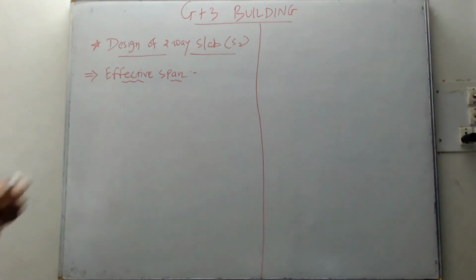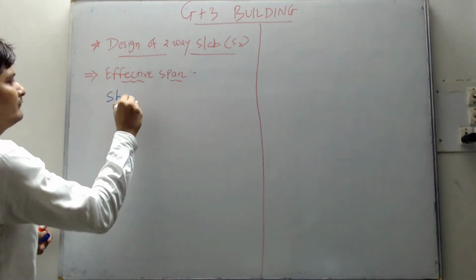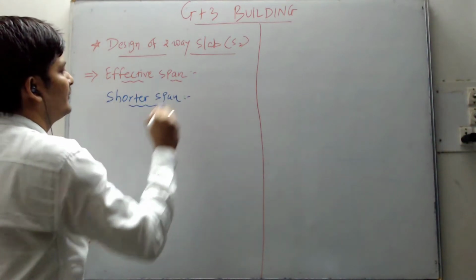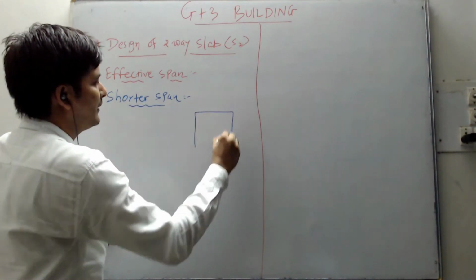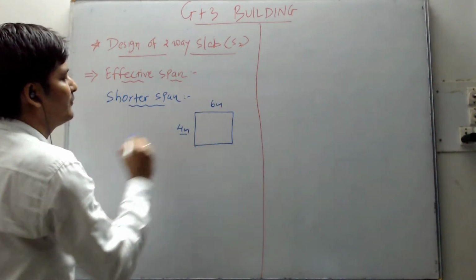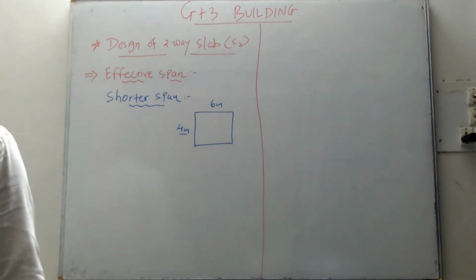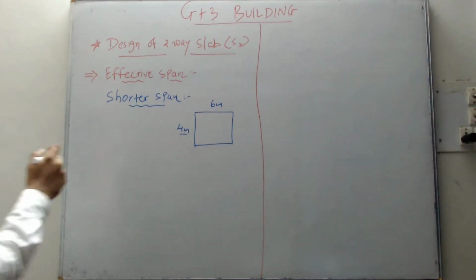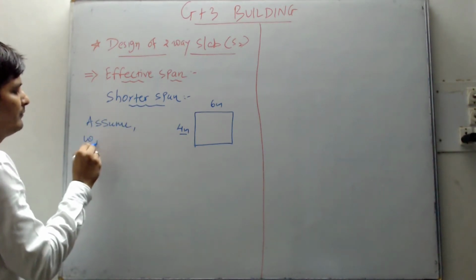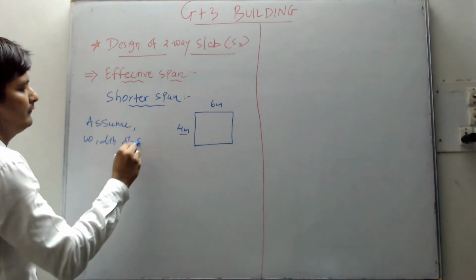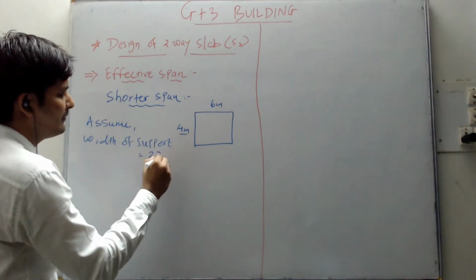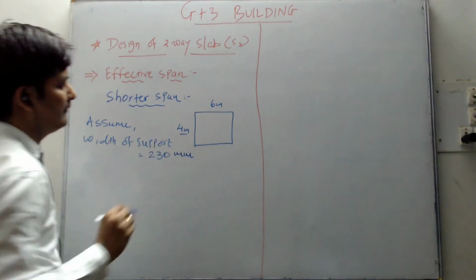First let us calculate for shorter span, right? So suppose this is a plan of my slab, this is 4 meters and this is 6 meters, so shorter span is 4 meter. So for this 4 meter I am going to calculate my effective span. So let us assume the width of support, that we already assumed in the previous steps, same 230 mm. So width of support we assumed as 230 mm.